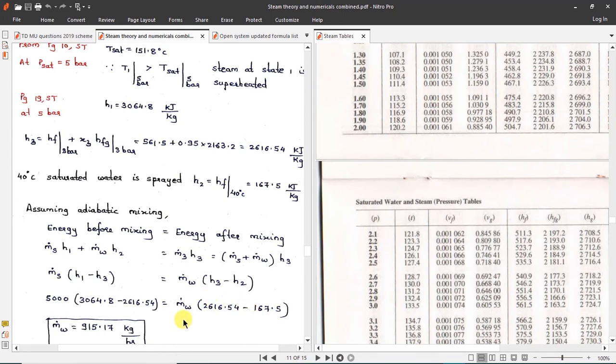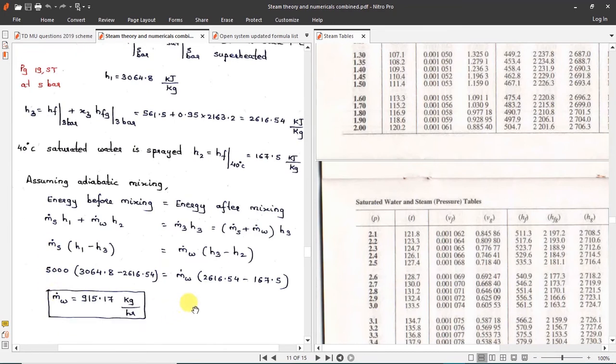Since this mass of steam is in kg per hour, whatever answer of mass of water we are getting will also be in kg per hour. And that is the question which is asked. See the question again. What is the question?